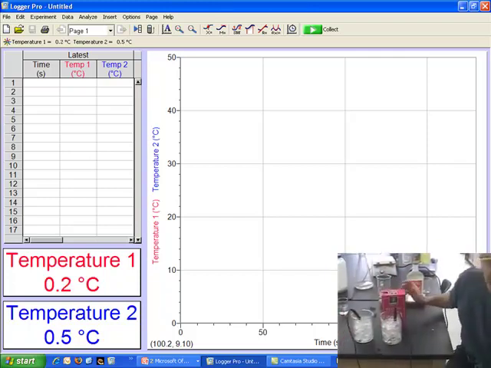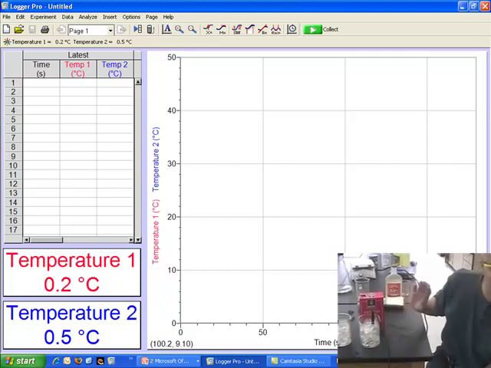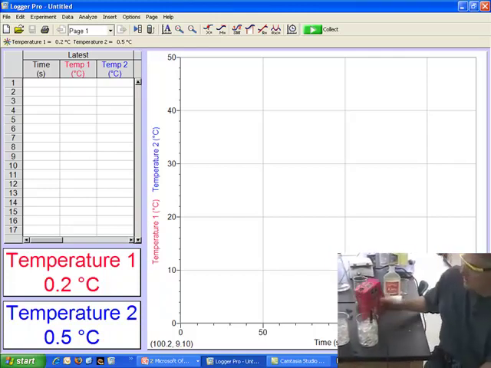But I'm going to now add some salt to beaker number 2, and we're going to observe what happens to the temperature.